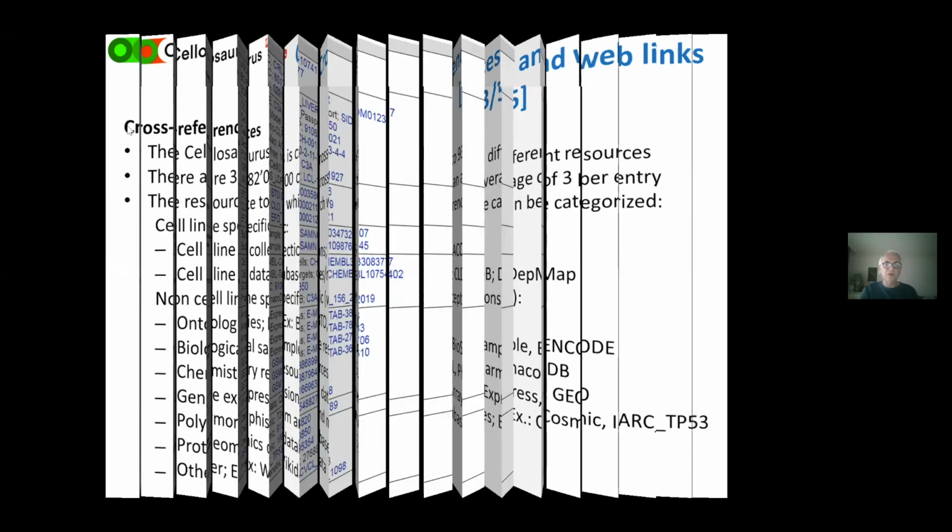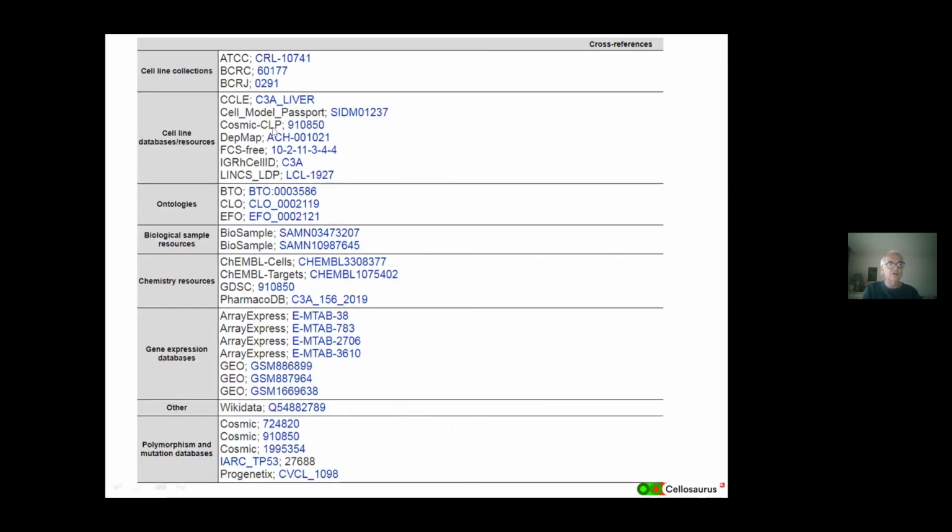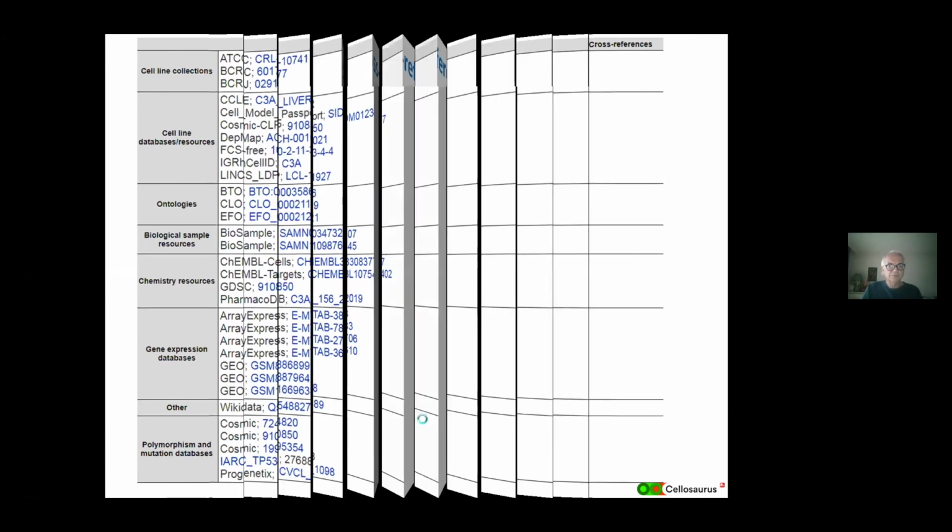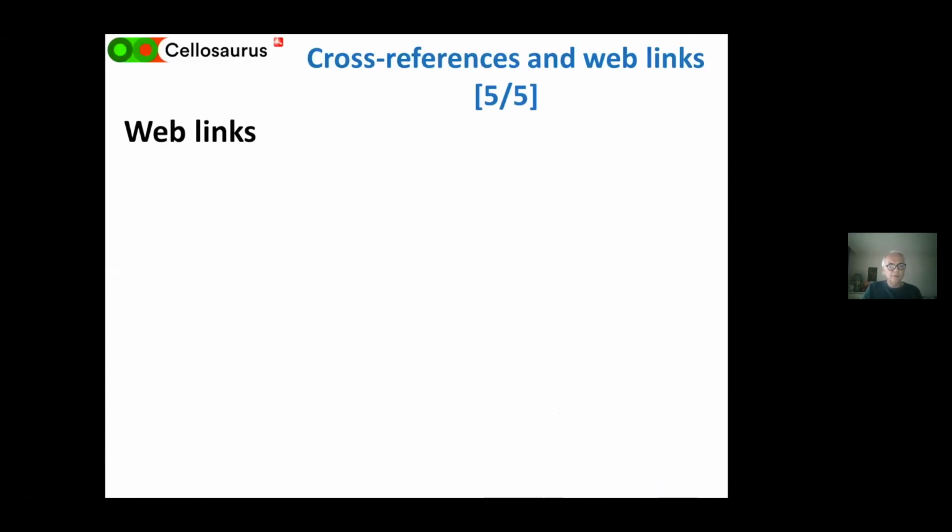And when you're on the website, you have those categories shown, like here, you have cell line collection links, you have resource, ontology, BTO, CLO, EFO, biological resource, chemistry resource, and so on, polymorphism, cosmic here, and so on. So web links is another way to have links outside of the cells.